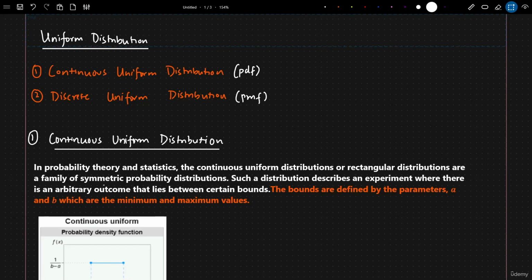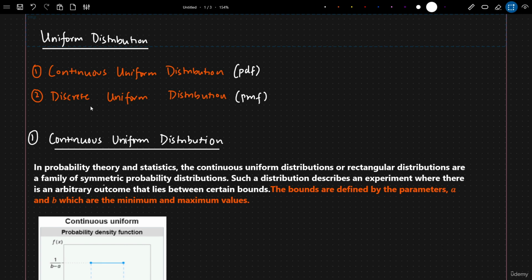Hello guys, so we are going to continue the discussion with respect to statistics, and in this video we are going to see about a new distribution which is called the uniform distribution. Now in order to understand this uniform distribution, there are two types that you should really know. One is the continuous uniform distribution. Obviously this distribution is created for a continuous random variable, and we specifically use a probability density function.